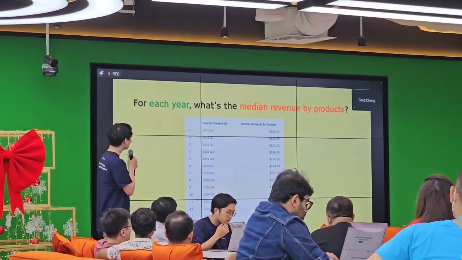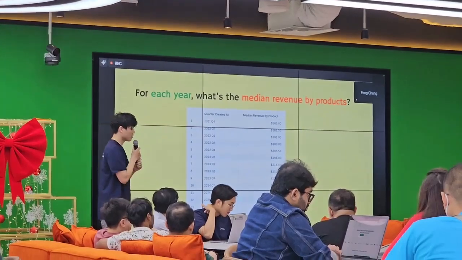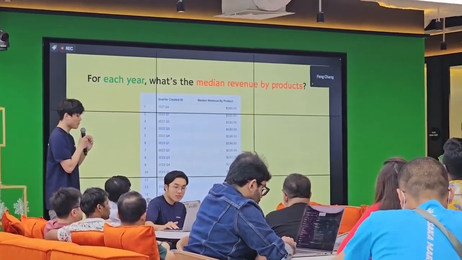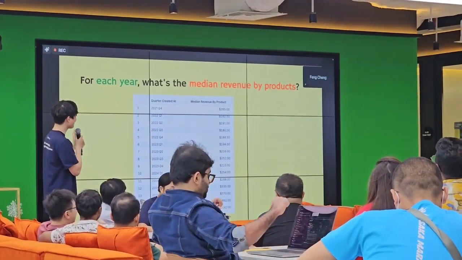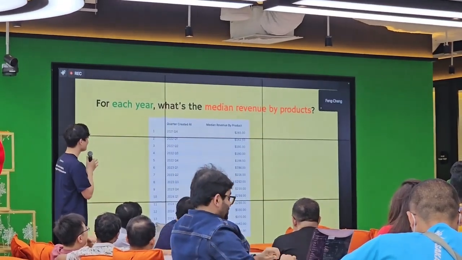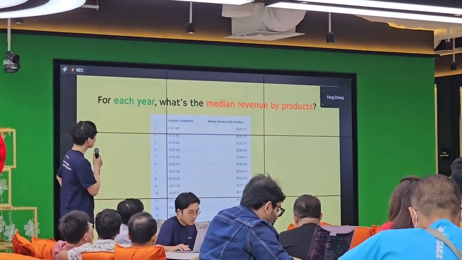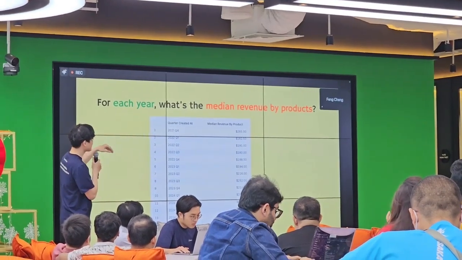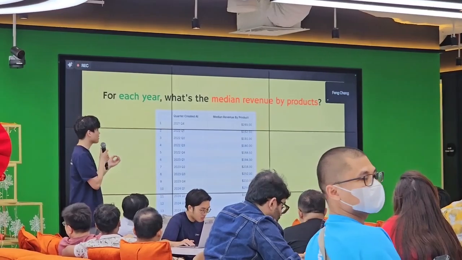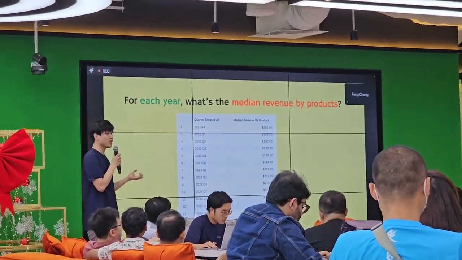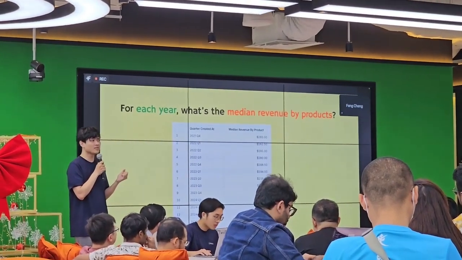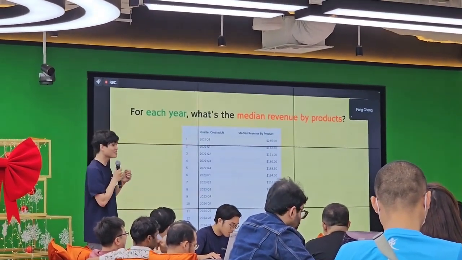Not really, right? But let's see one of the questions. For each year, what is the median revenue by products? The wording is kind of hard to understand, and the table doesn't really provide anything meaningful. But you can see that we have a table with the product created at, what it is, the product of the order created at. And we have a metric that calculates the median revenue for each of the products that was ordered in that quarter. Okay, can you wrap your head around that metric?